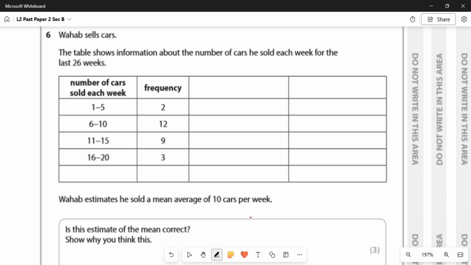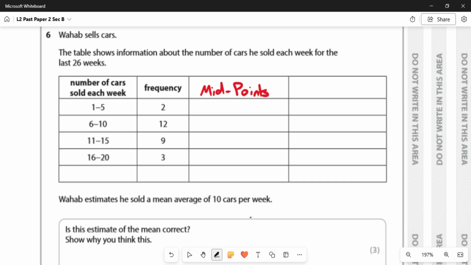So this means you've got a range of values. This is between 1 and 5 cars sold, and he did that twice in the week. So for the mean, we can't do this times this. It doesn't make sense. Usually we do multiply across for our third column, but I can't do that here. So we're going to need midpoints first.